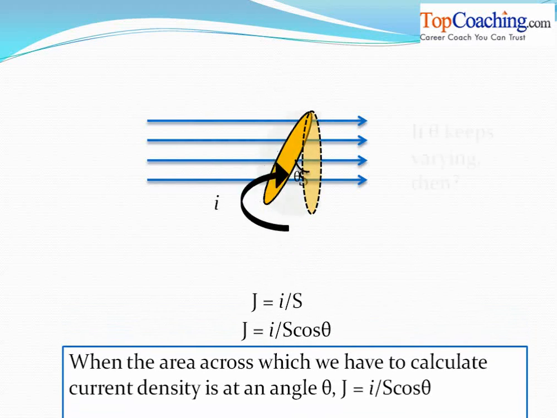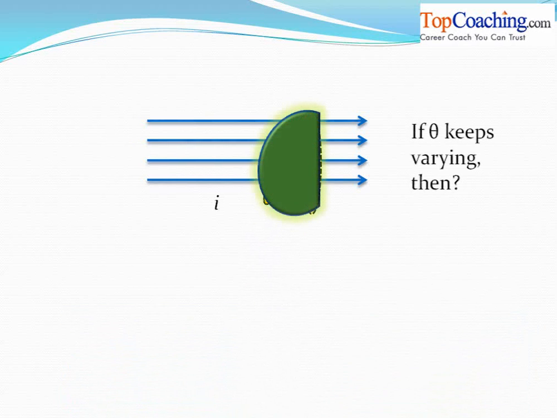Now sometimes a weird thing happens. We are given an area that is making different angles with the electric current at different places, and we are given the current density and asked to calculate the electric current flowing through this area. This is a special type of problem asked in objective type questions. For example, let's say you are asked what is the amount of current flowing through this area and you are given the current density J.